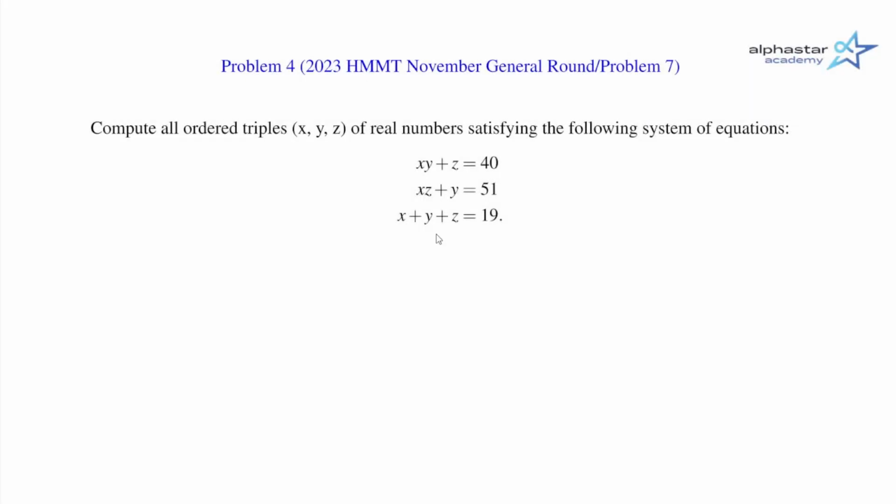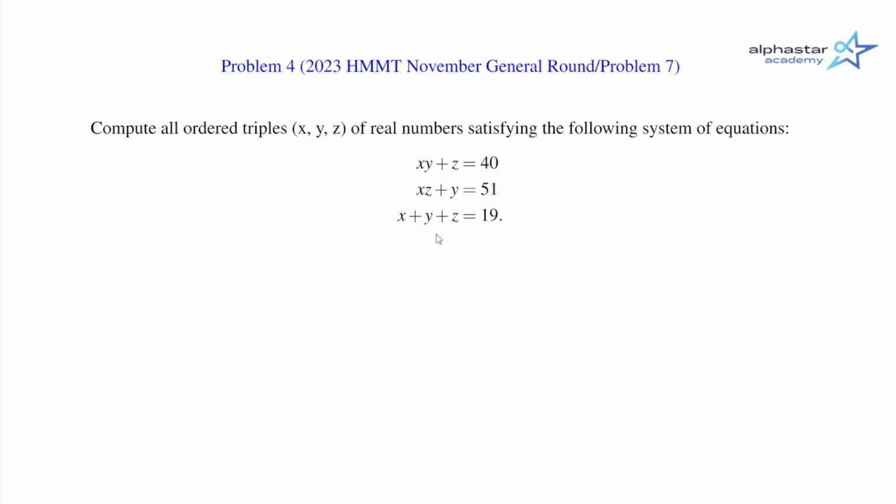Compute all ordered triples x, y, z of real numbers satisfying this system of equations: xy + z = 40, xz + y = 51, x + y + z = 19.